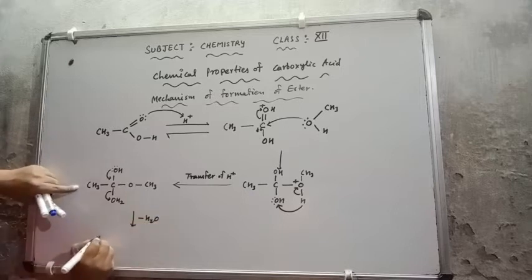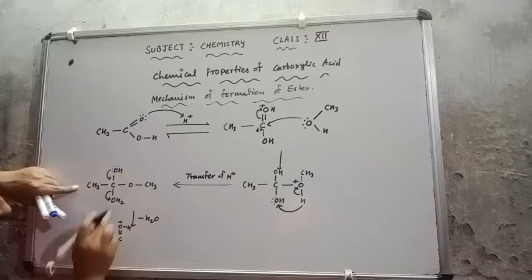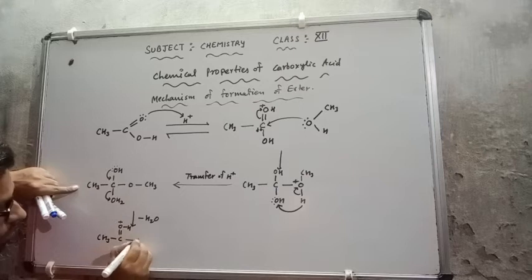So what I am getting here is CH3 single bond C, double bond O, single bond H is available. The oxygen has given the electron, so it has a positive charge. H2O is eliminated from here, leaving single bond O, single bond CH3.